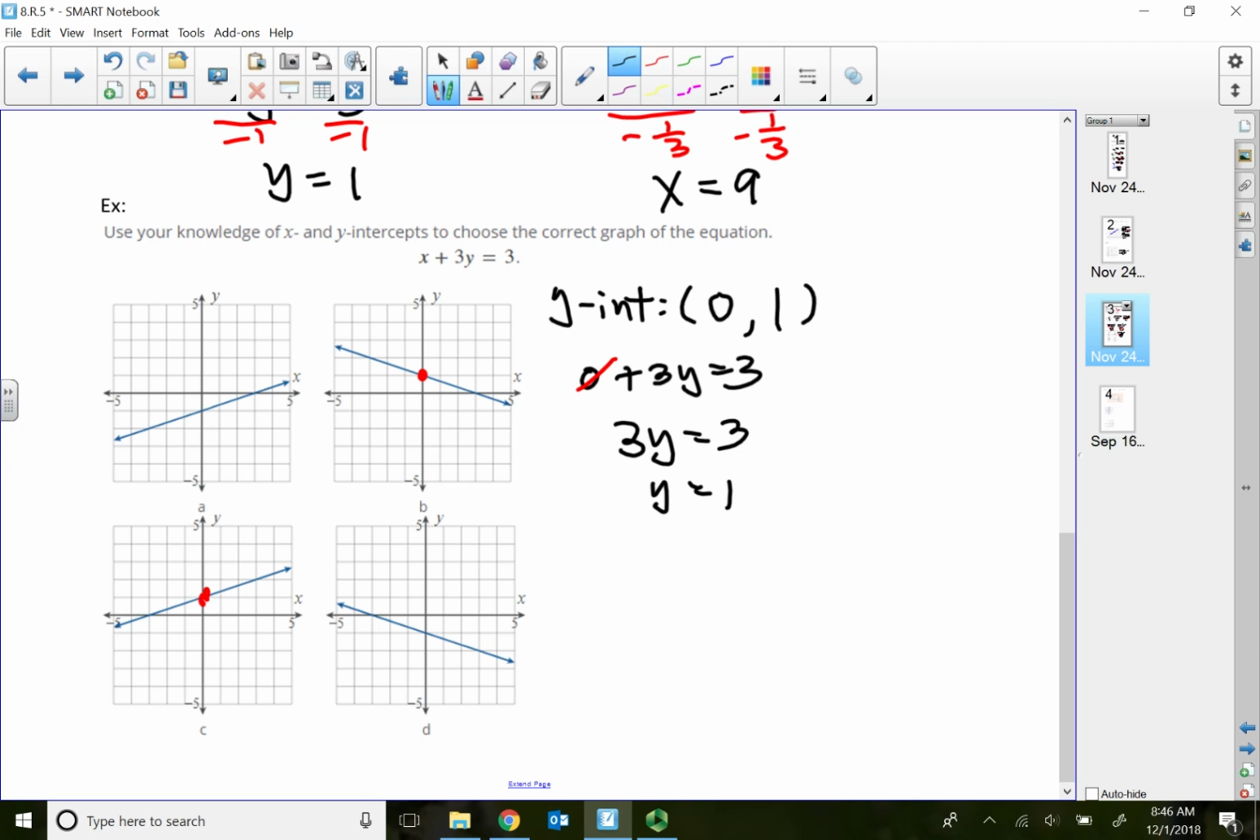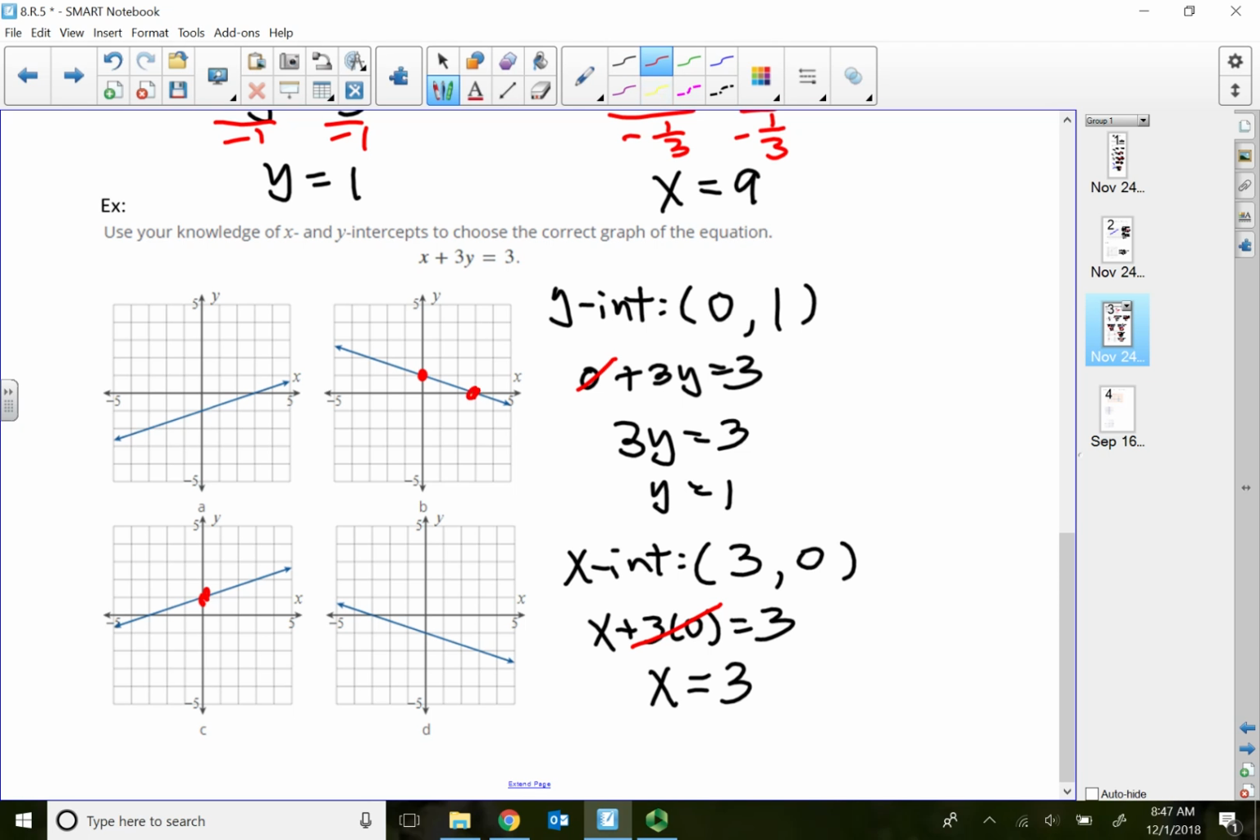Now let's see what my x-intercept is. X-intercept means find x value when the y is 0. All right, so that will be x plus 3 times 0 equal to 3. Positive 3 times 0 is 0, so that term is gone. So I end up with, on the left side, just x equal to 3. So (3, 0) got to be this one right here. So my answer is going to be B.